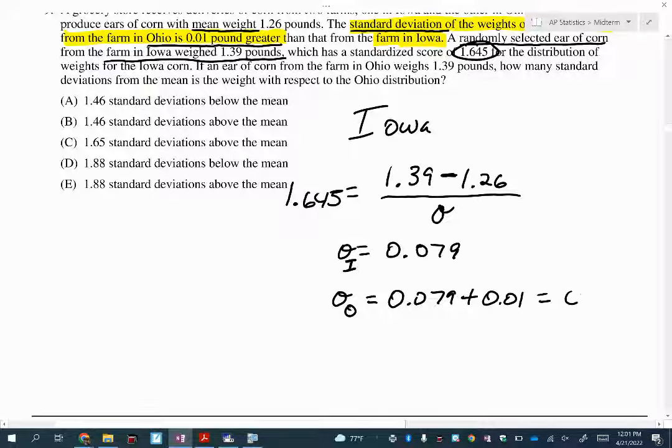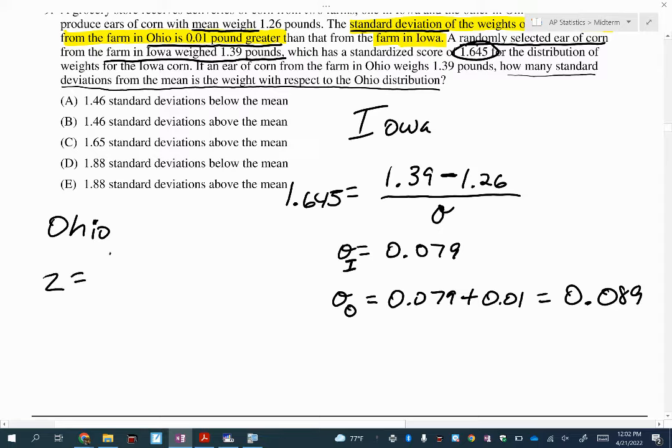0.01, right? So if you add that together, you get 0.089. All right? Everybody still with me? Yeah. All right, so now if I go to Ohio, right, not actually going, it says how many standard deviations from the mean is the weight of this ear of corn if we do that same 1.39. So watch what happens. It's the same setup, 1.39 minus 1.26. But now what is our standard deviation in Ohio?